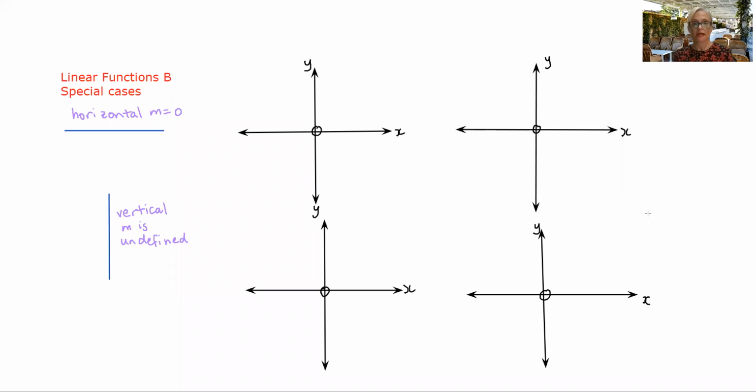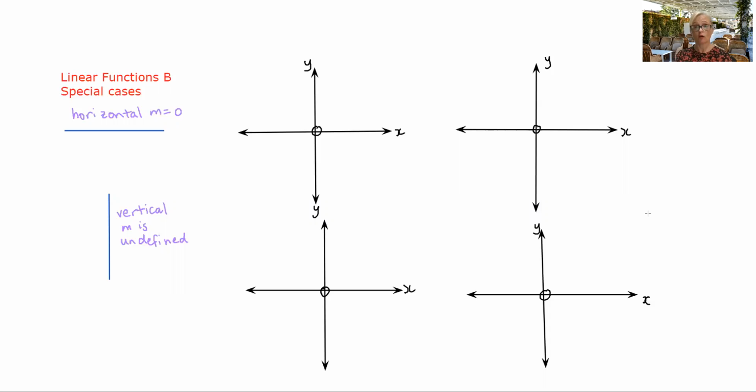We've started talking about linear functions, and we've said that linear functions always graph in the form of a straight line. We've also said that straight lines have a constant gradient. Gradient is the steepness or slope of a line, and we measure that by doing the rise over the run. There are two special cases that we talked about in our previous video.